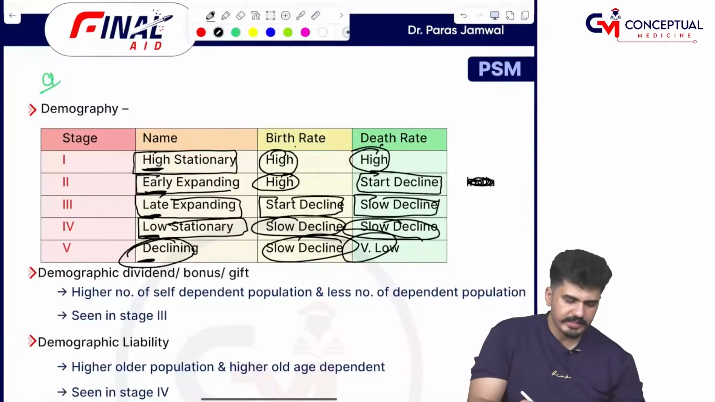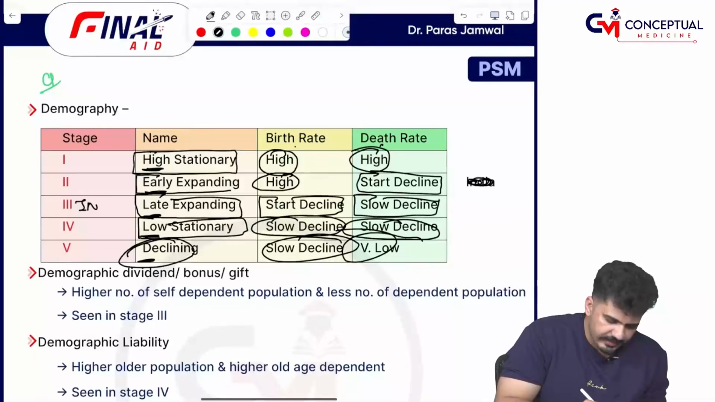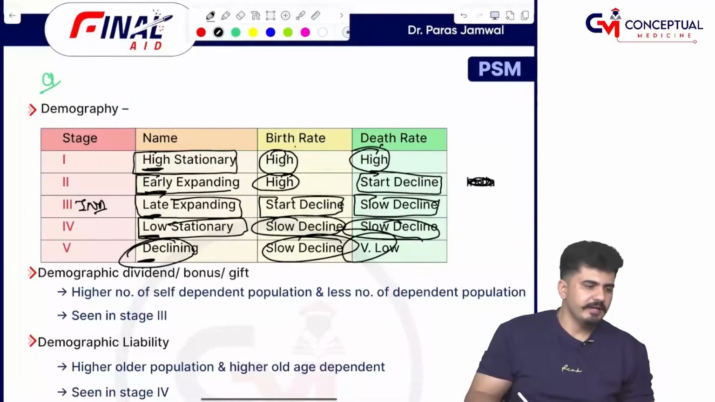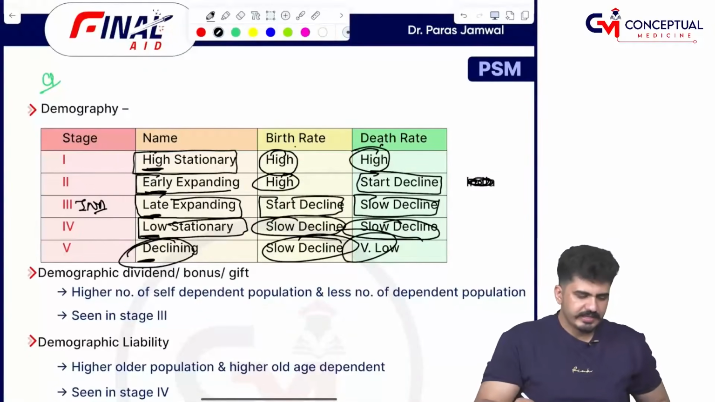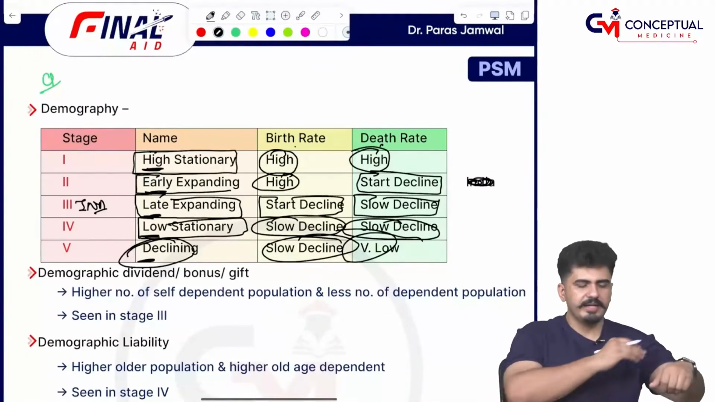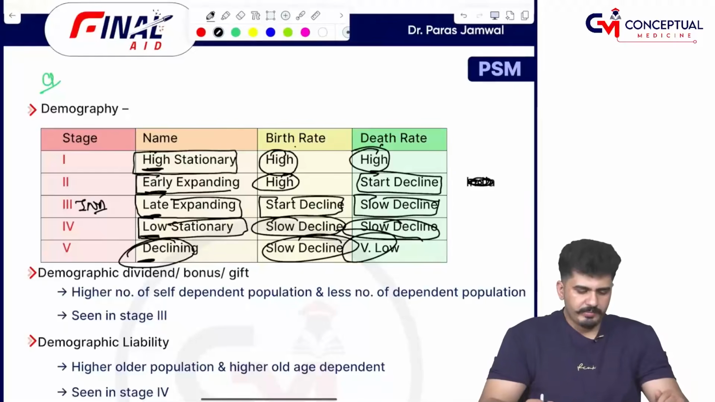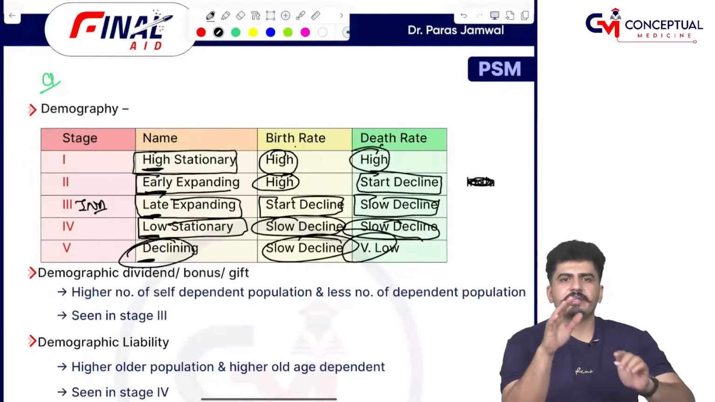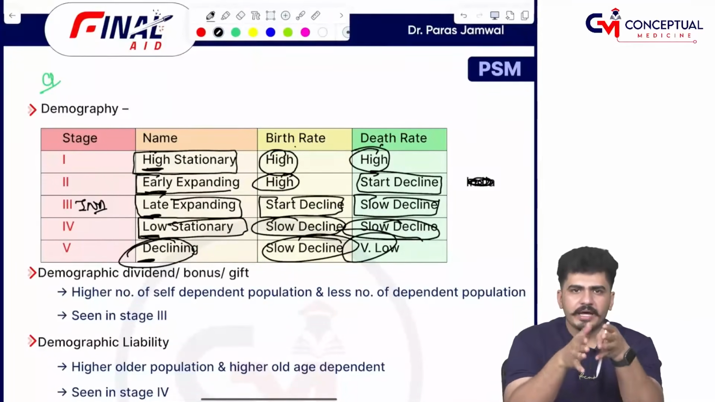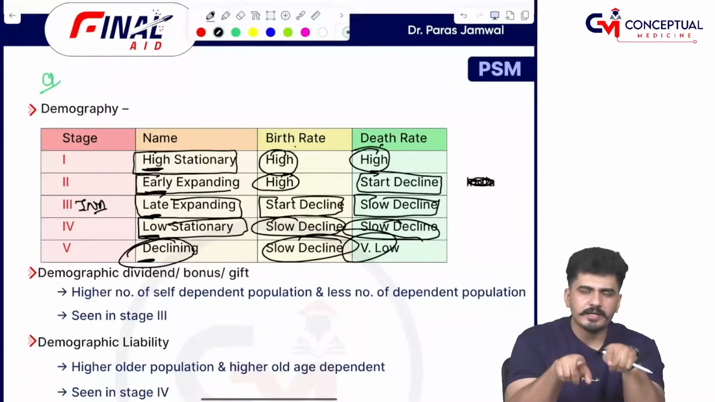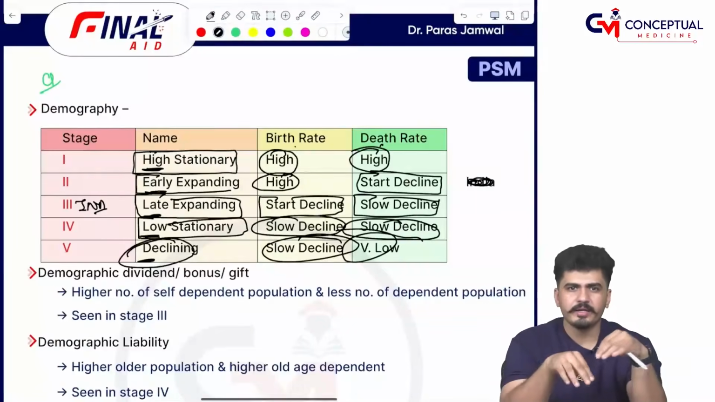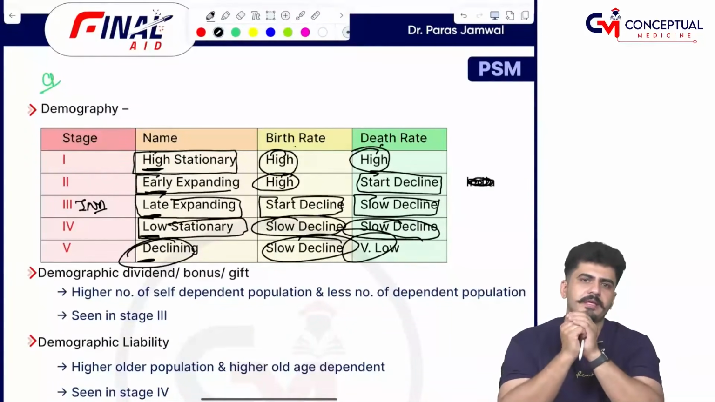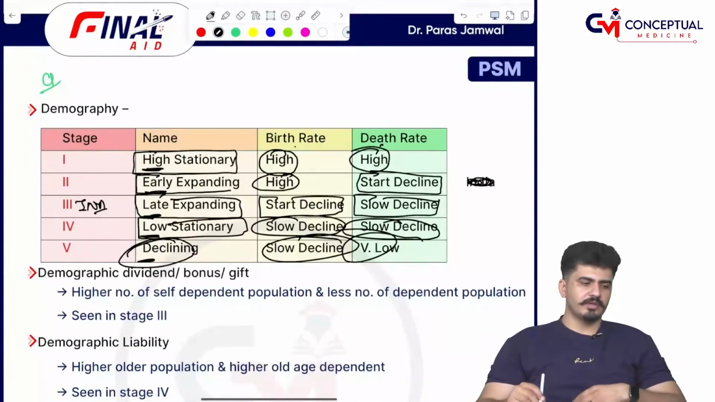In all of these, India is in which stage? This is India. Late expanding. India is in late expanding. Stage 3. Yes, India is in late expanding. Done, sir? So remember, in high stationary everything is high, then high, start decline, slow decline, then slow decline and very low decline. So these are the stages, 5 stages you have to remember.